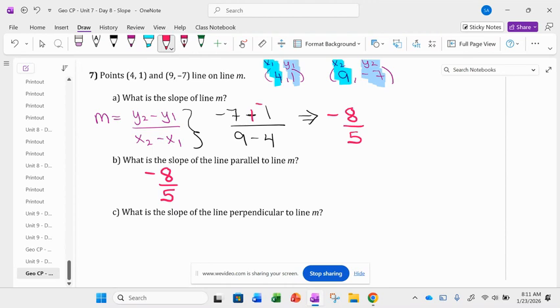Okay, what is the slope of the line perpendicular to line M? So now we have to think. Parallel lines have the same slopes. Perpendicular lines, Jack, have what? Opposite what? Flip. What is that called with an R? Opposite reciprocal slopes. So Jack, how am I going to make an opposite reciprocal of -8 over 5? It's going to be a positive 5 over 8 because that one's negative, this one has to be positive, and then you just flip it.